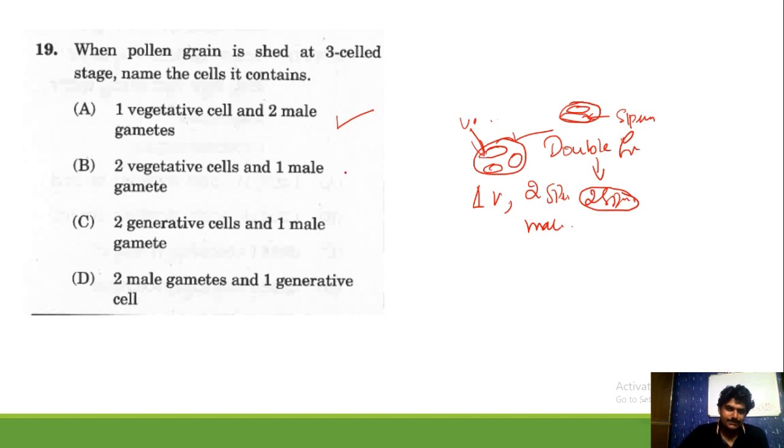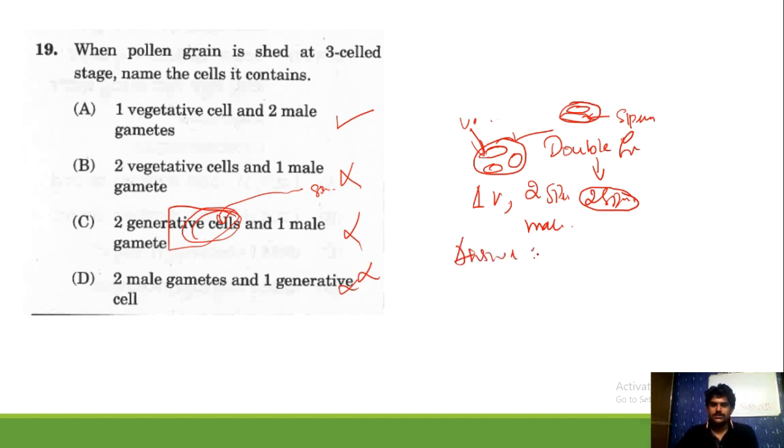Two male gametes. All the others are wrong, because two vegetative cells, no, there will be none. Two generative cells will not be there. In the 3-cell stage, the sperm is directly generated. Then two male gametes and one generative cell, sorry, this is also a wrong option. So the answer for this question is option A, or option 1 you can consider.